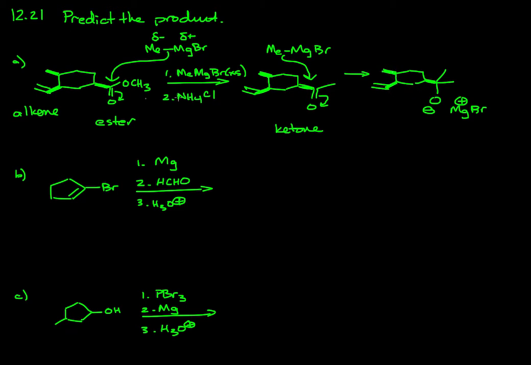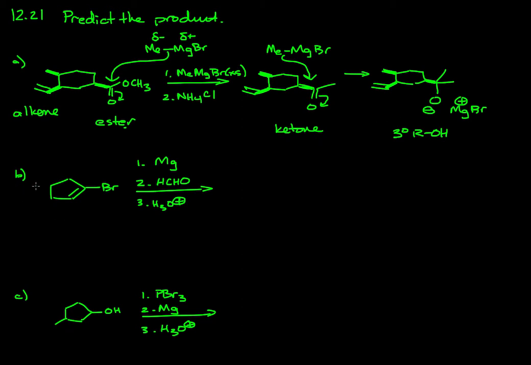So at this step, we've taken an ester down to a tertiary alcohol. The ammonium chloride is simply there to convert the alkoxide into the alcohol. So it's a simple protonation event.